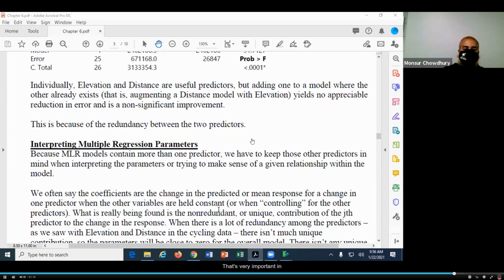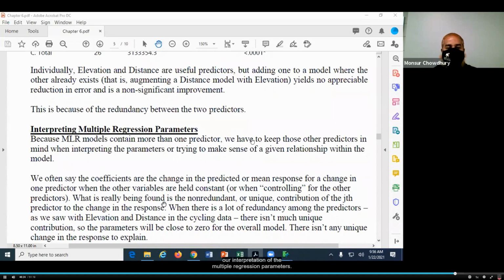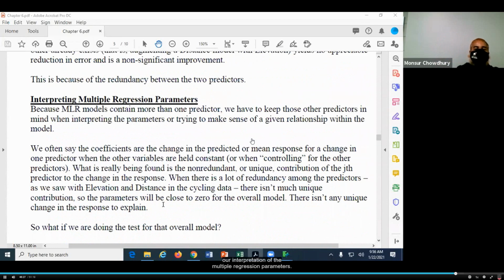So that's very important in our interpretation of the multiple regression parameters. We are just interested in the unique contribution of this particular predictor to the response variable. So if there is a lot of redundancy among the predictors, like we have seen with elevation and distance in the cycling data, there is not much unique contribution. So the parameter will be very close to 0 for the overall model.